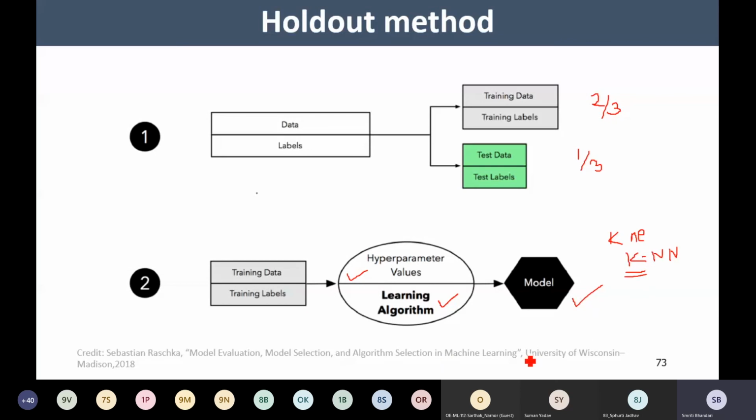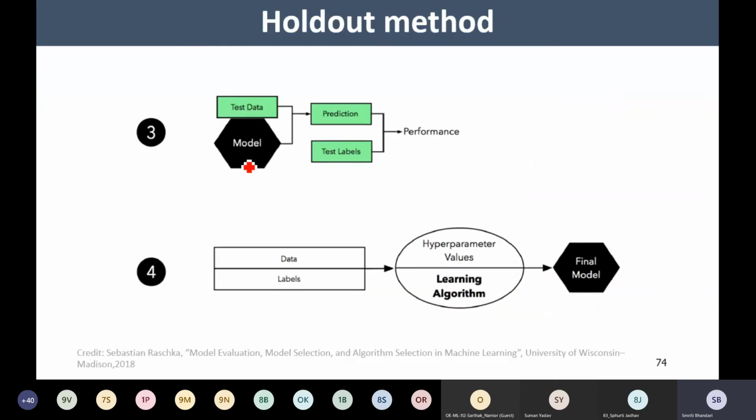Now, what next? After preparing the model, the test data that we have set aside is presented to the model. Whenever this test data is presented, this model will predict the labels for this test data. So this is my prediction. And I already have the original test labels with me. So based on the predicted labels and the test labels, I'll find out the performance of my model. So this is the third step.